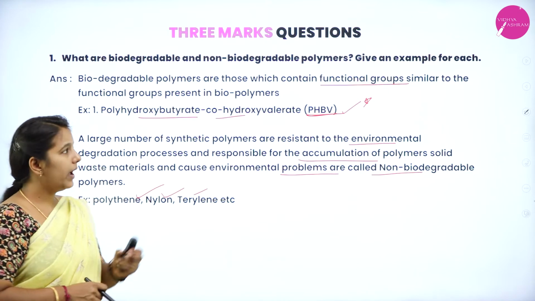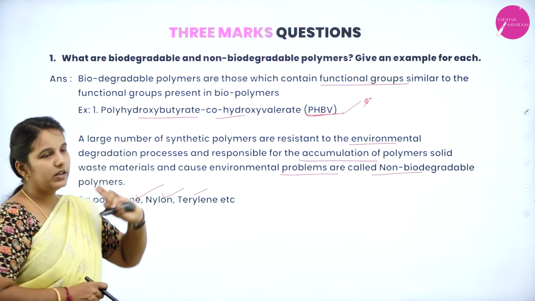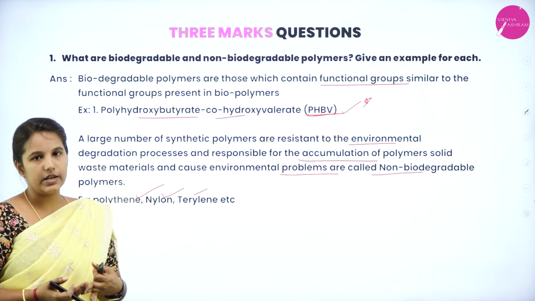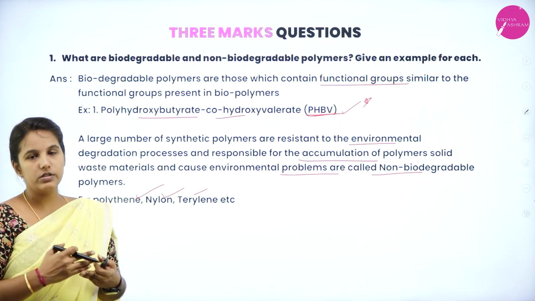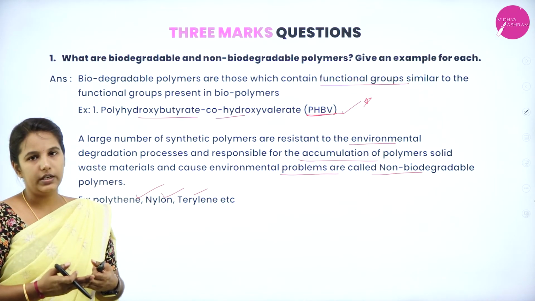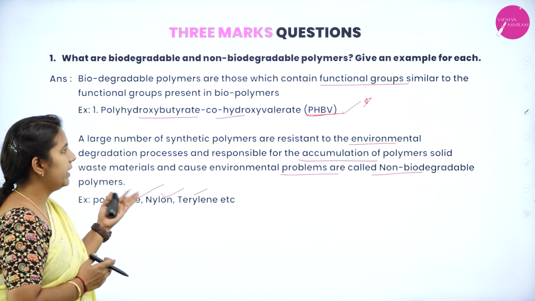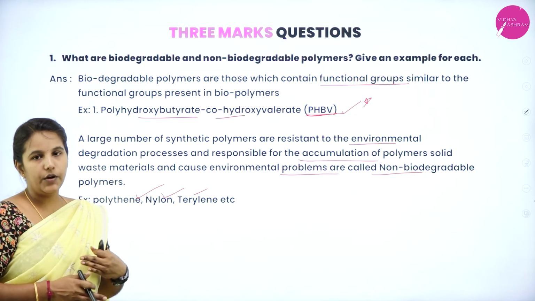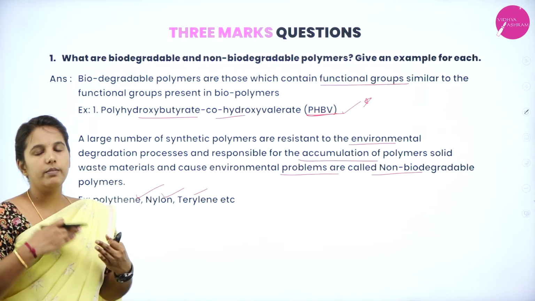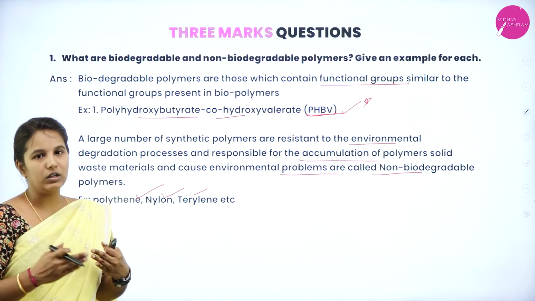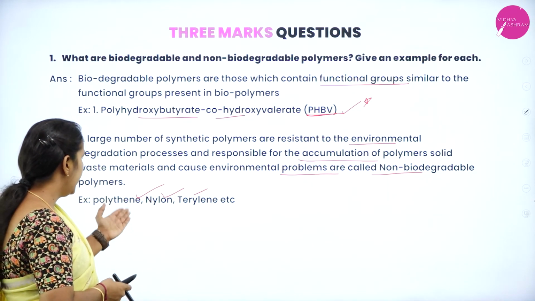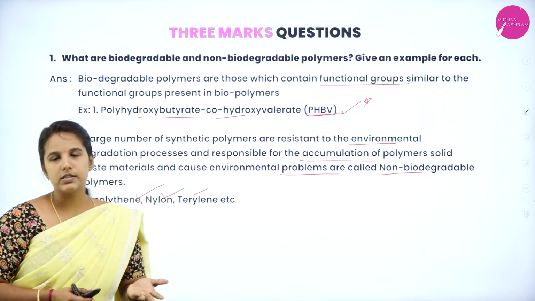So instead of writing the textbook definition, you can write in your own words: biodegradable polymers are those which can easily degrade in nature. Example is PHBV. Whereas non-biodegradable substances are those which cannot easily degrade in nature. They are known as non-biodegradable substances. Example, nylon, polythene, plastics, etc.